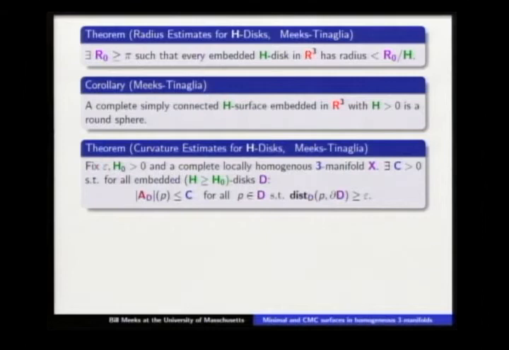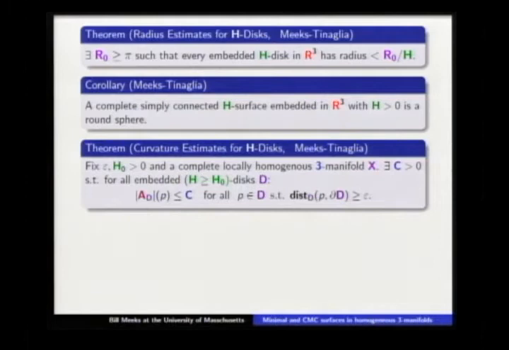So the curvature estimate is a little more subtle than it looks. Okay, so it says fix epsilon and H naught bigger than 0. I have a complete homogeneous regular manifold there. There exists a constant. Think of we're in R3, and we're looking for disks which have mean curvature bigger than a given constant. So we're going to lower bound it from below. So maybe constant mean curvature disks in R3 with mean curvature bigger than or equal to 1. So I'm going to bound it from below.